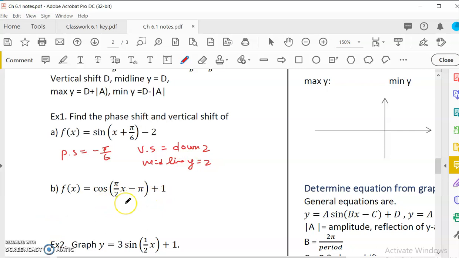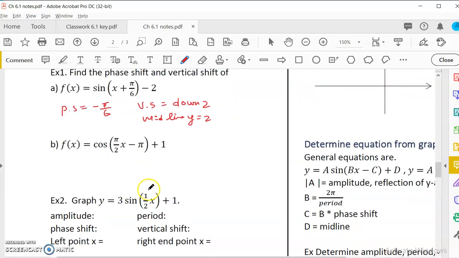And for this one, this is a little tricky. What's the phase shift? Where does the graph start instead of 0? So it would be C over B, right? But I just don't remember how to do it. So as a shortcut, we just solve this equal to 0, and it will give us the phase shift.